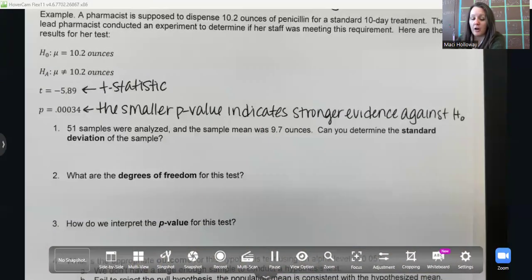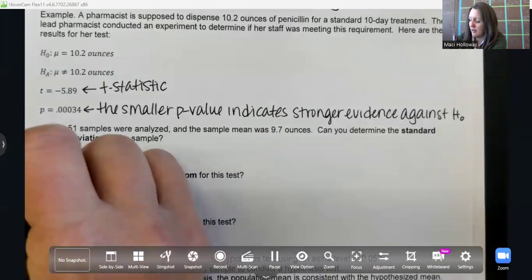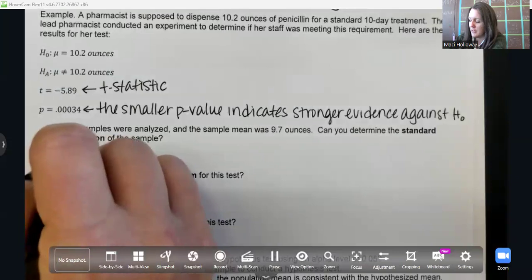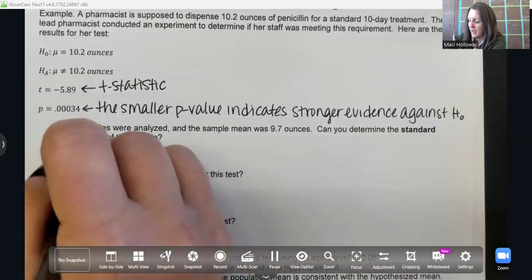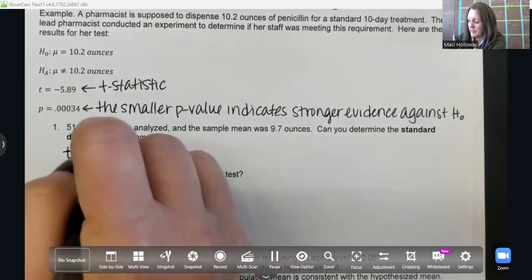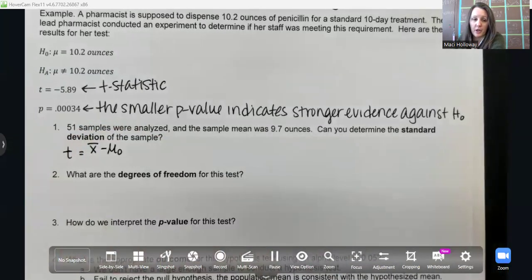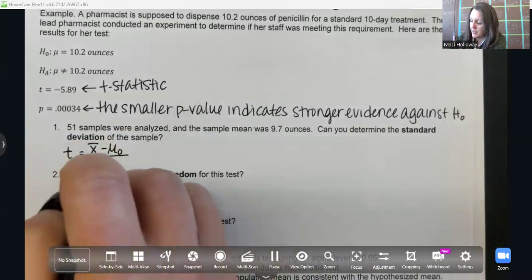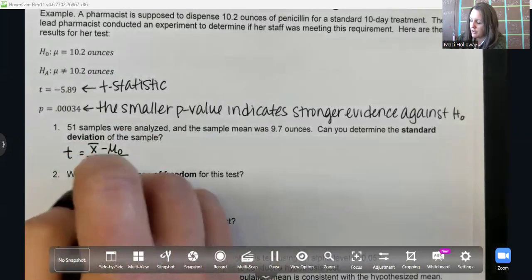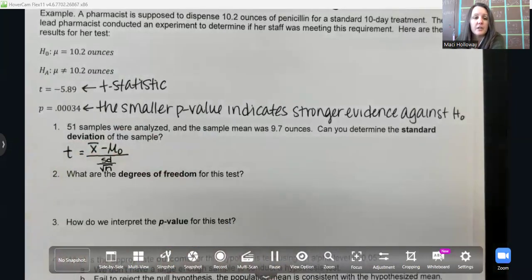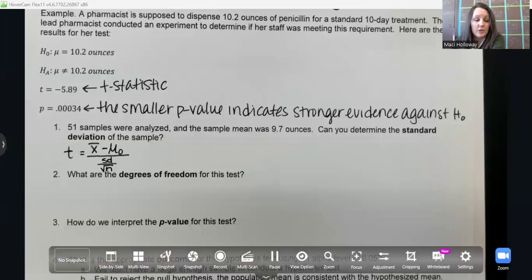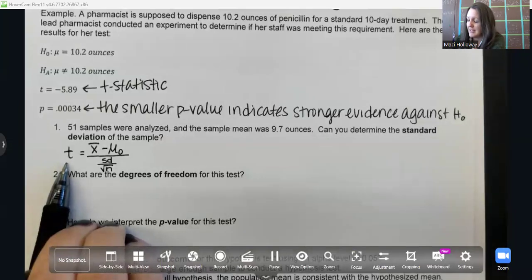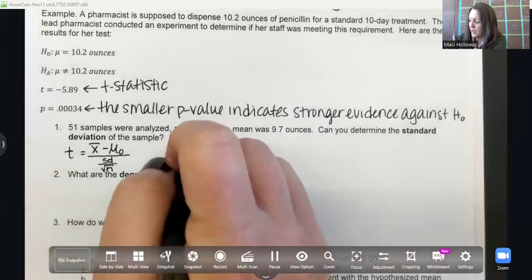So think about our t statistic formula, right? Our t statistic formula was x bar minus the null hypothesis mean divided by standard error. And standard error was the standard deviation divided by the square root of n. So let's plug in all the information that we do know, and then we'll find out what that standard deviation is. We know that our t statistic is negative 5.89.